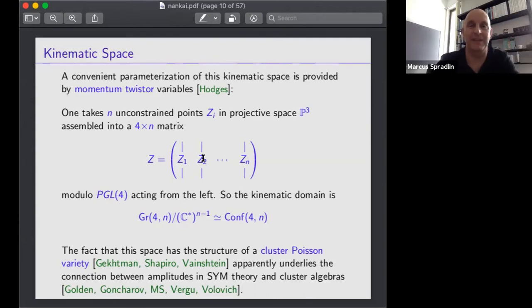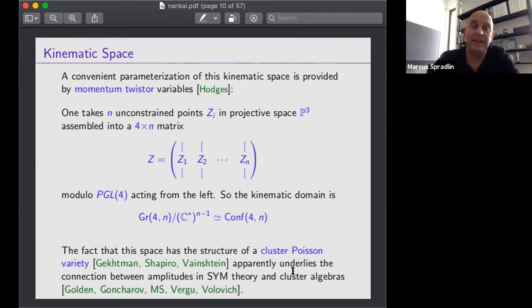I'm sorry, I said the same thing twice. What I meant is it's an element of the Grassmannian, but keeping in mind that you're allowed to rescale independently each of the n columns by an arbitrary non-zero complex number, because after all, each column is a homogeneous coordinate on P3. So altogether, the space, we use the notation conf 4 comma n, which means configurations of n points in P3.